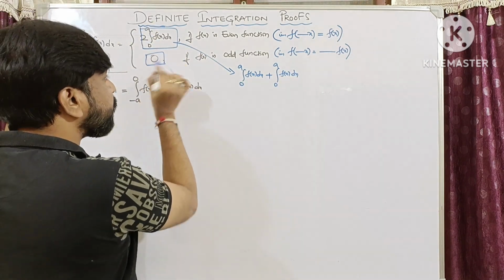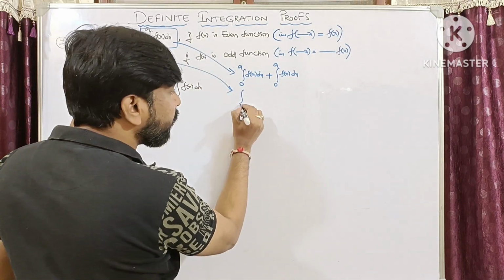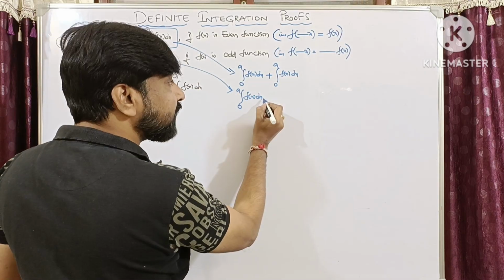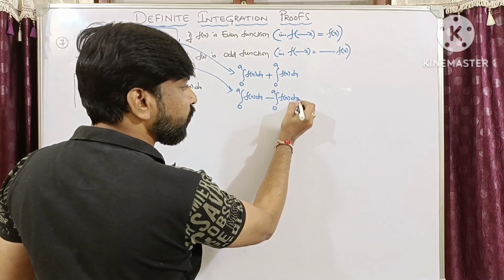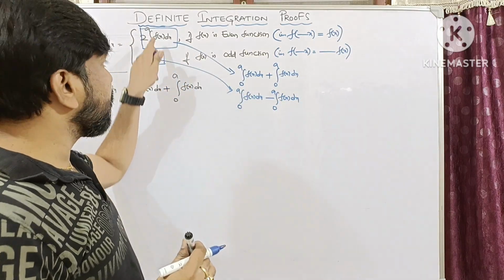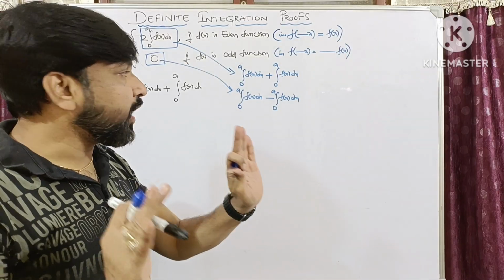What about proof number 2? You are going to prove 0. So what does this mean? You are going to prove integral 0 to a f of x dx is one part. The other one, instead of plus, is minus integral 0 to a f of x dx. Hope it is clear? If you cancel these two, you will get 0. If you add these two, you will get 2 times integral 0 to a f of x dx.